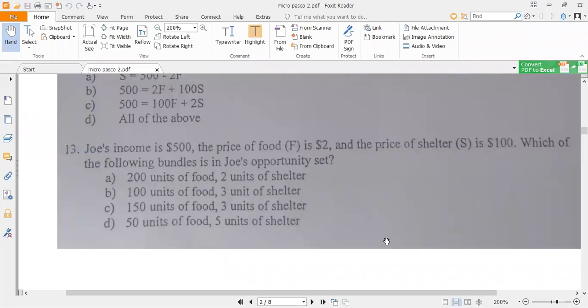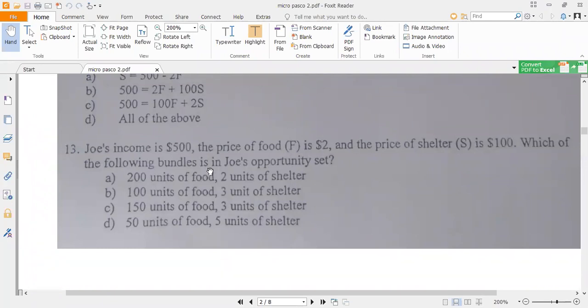Joe's income is $500. The price of food F is $2, and the price of shelter S is $100. Which of the following bundles is in Joe's opportunity set? All right, so we need to know what the opportunity set is. It talks about all the bundles of the two goods that are affordable to the consumer, which means that whichever bundle you choose, the expenditure on that bundle should be less than or equal to the consumer's income.